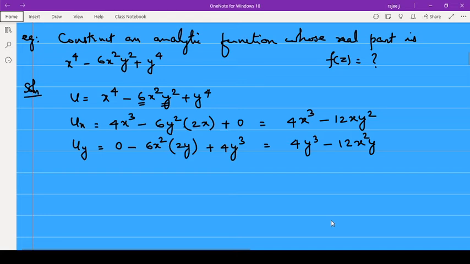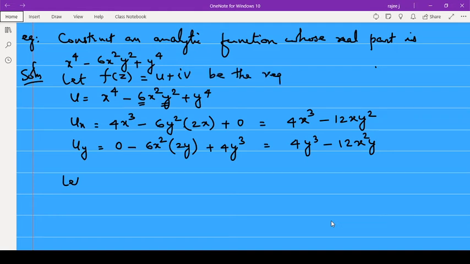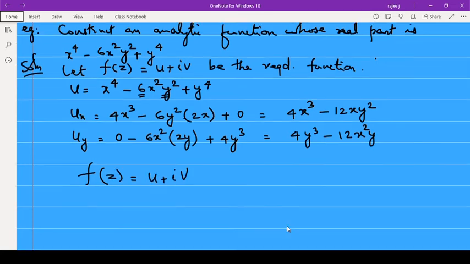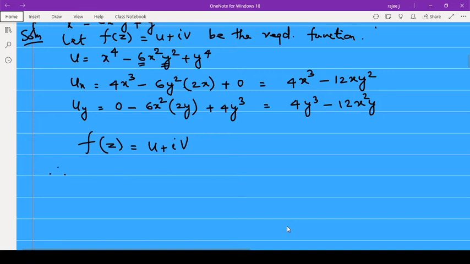After this, let f of z be equal to u plus iv, the required analytic function. Therefore f of z is equal to u plus iv. Then the next step you have to write is, therefore f dash z.